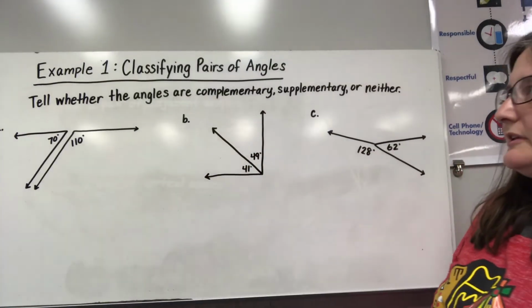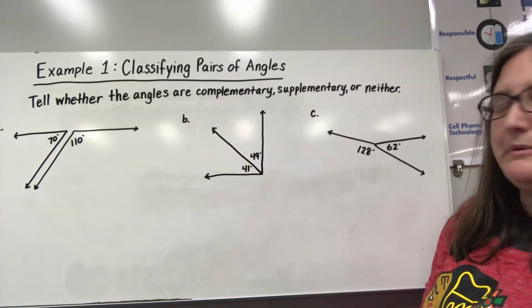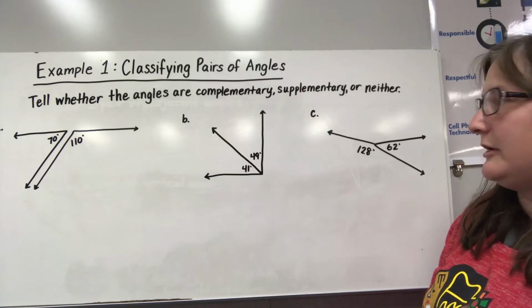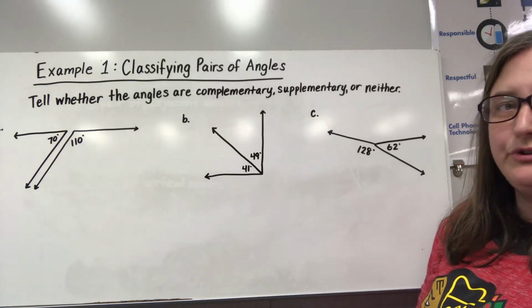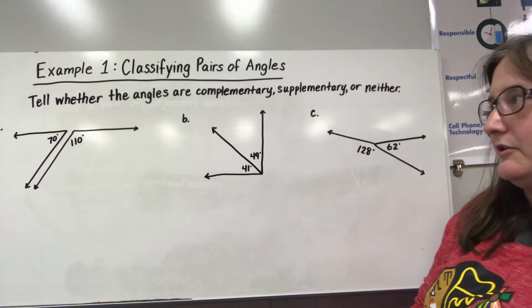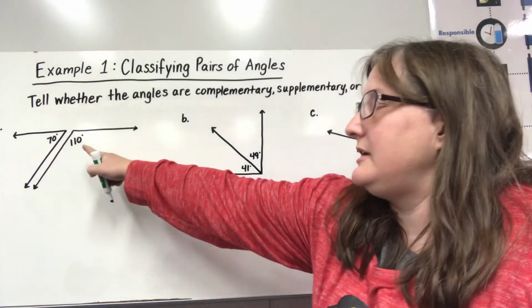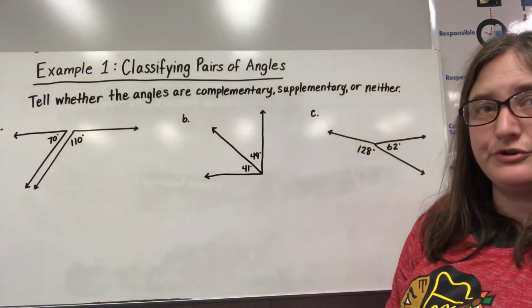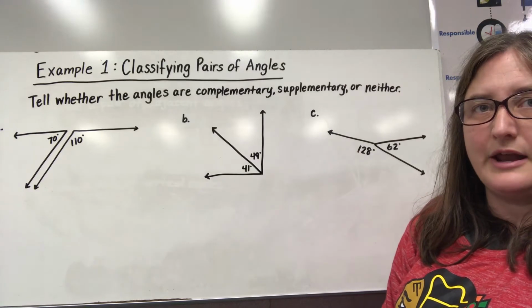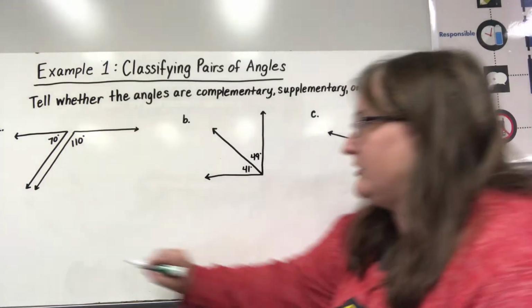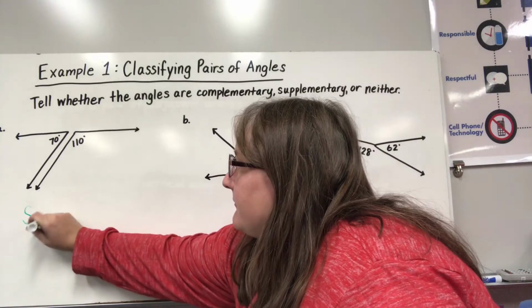So here we're being asked to classify whether these angles would be considered complementary, supplementary, or neither. In order to do so, we need to add up the sum of their angles. So here, 70 and 110 add up to 180. Two angles that add up to 180 degrees are considered supplementary.